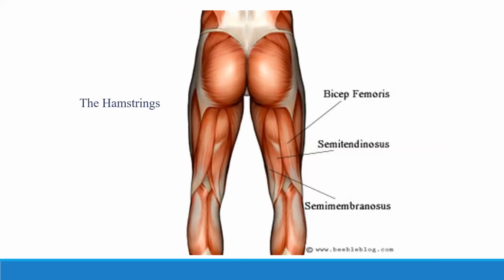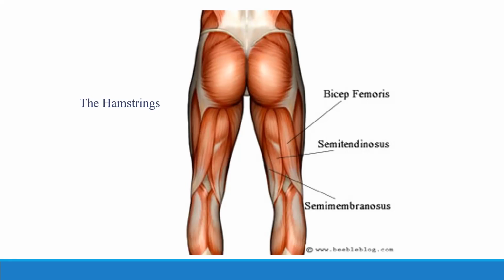Remember that now. The hamstrings are 3 muscles on the posterior surface of the leg directly below the gluteus maximus. We have the biceps femoris, and we have the semitendinosus and the semimembranosus. Now, the semitendinosus is on top of the semimembranosus.